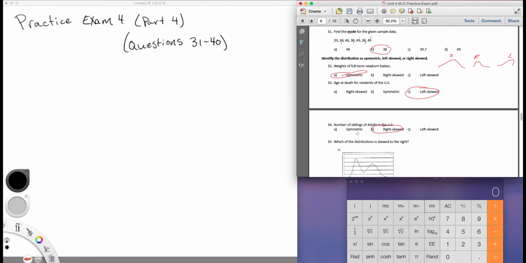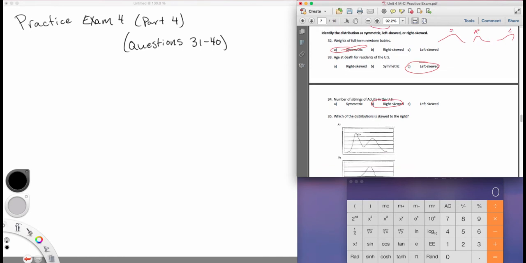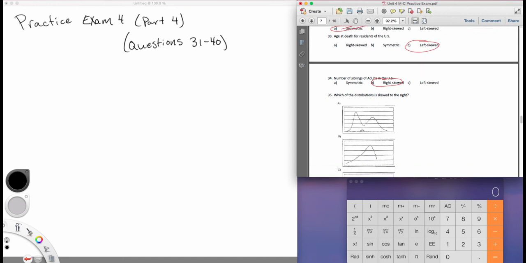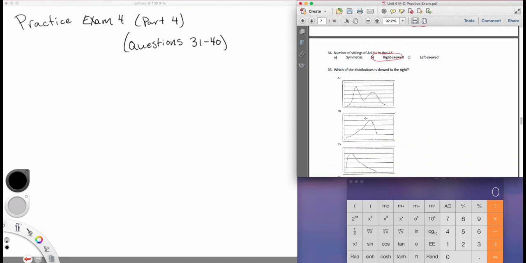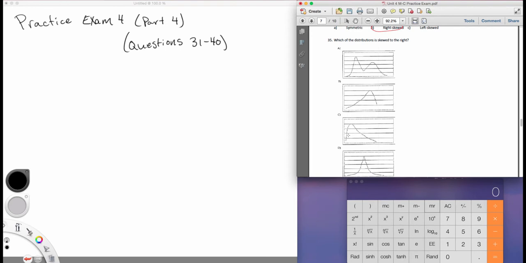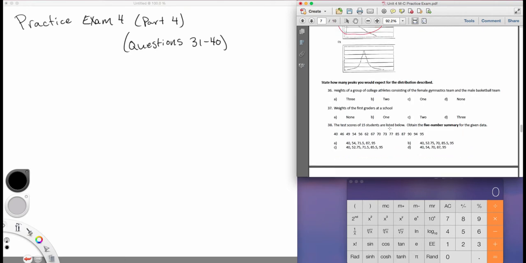All right, which distribution is skewed to the right? This one, I have no idea what's going on there. That one right there is a left skewed because notice the outliers lie on the left. C is the correct answer. The outliers lie on the right, therefore that is a right skewed. And we're ready to move to the next question.